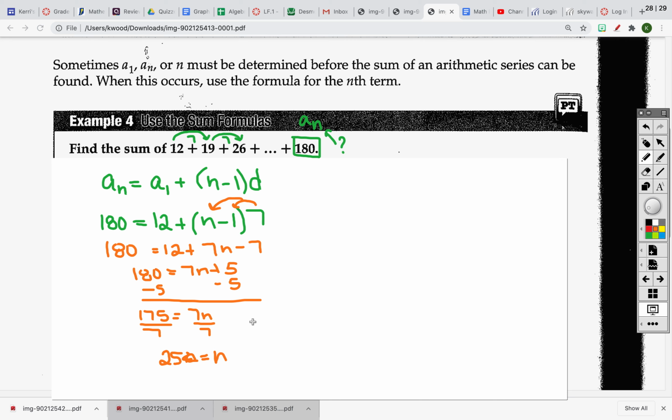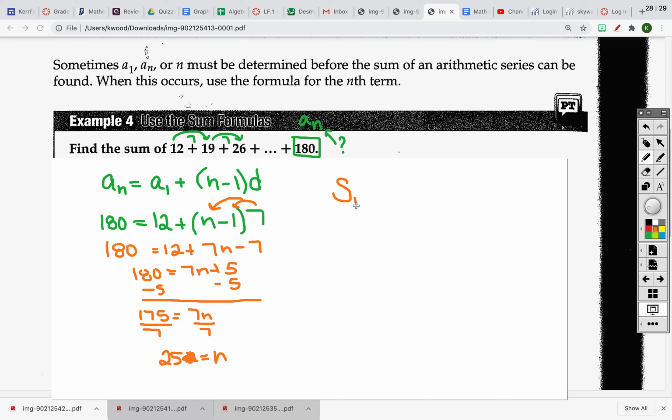And we want to know what that sum is. That's what this question is asking us. We're going to add 25 numbers together that are in this sequence. And we're going to add them together. So what is the sum of all of those numbers?